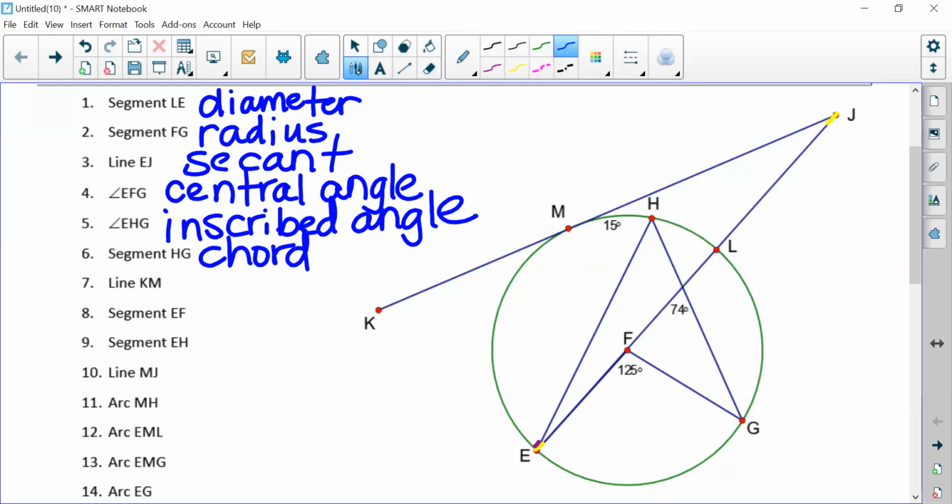Okay, line KM. That's this line right here. Okay. Line KM, it intersects the circle at exactly 1 point. So by definition, line KM is a tangent, okay?